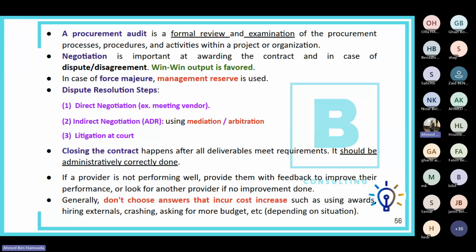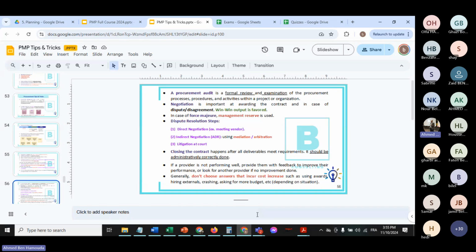Generally, don't choose answers in the exam that incur cost increase, such as using awards, hiring externals, crashing the schedule, asking for more budget, etc. And always check the situation, because sometimes the only solution is to crash the schedule, for example, or to hire an external or a consultant. But always check the situation before picking the answer, all right? So far, these are our tips and tricks for procurement before moving on to the next topic.